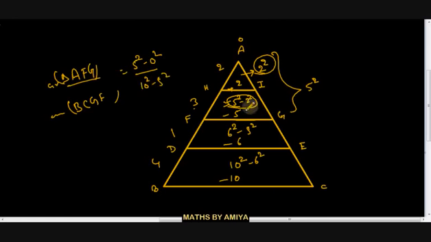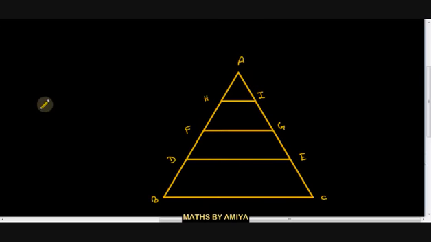For the parallel lines inside the triangle, the area ratio is nothing but the base square minus base square, or difference of square of sides which are parallels. So I am repeating all three concepts.